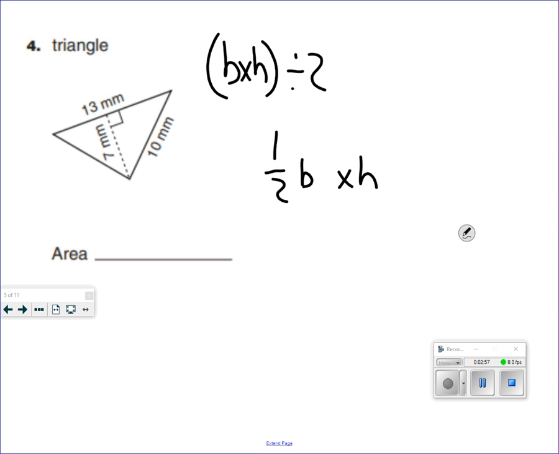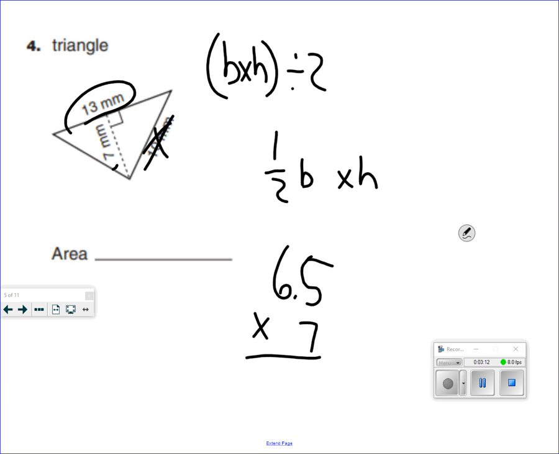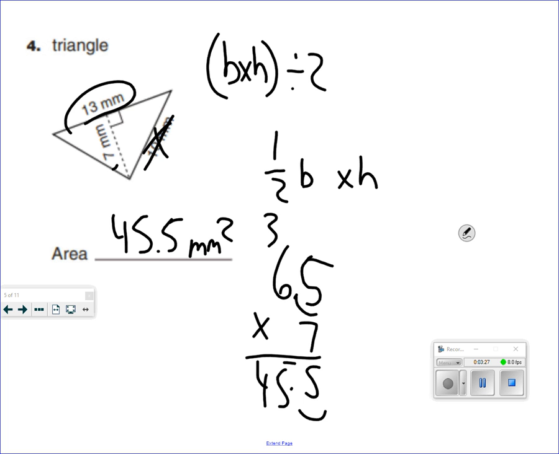Where is my base? My base is 13. My height is 7. This 10 is not needed. So if I'm looking at my problem, what's half of 13? Half of 13 is 6.5. I apologize. My height is 7, so I'm going to do 6.5 times 7. 5 times 7 is 35. 6 times 7 is 42, plus 3 is 45. Got a decimal here, so move the decimal in one spot. My answer is 45 and 5/10 millimeters squared.